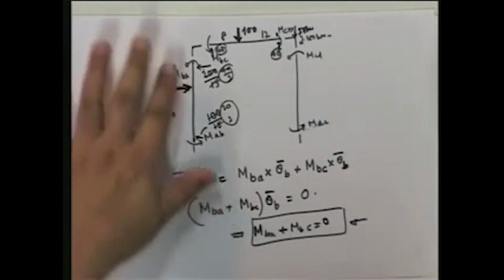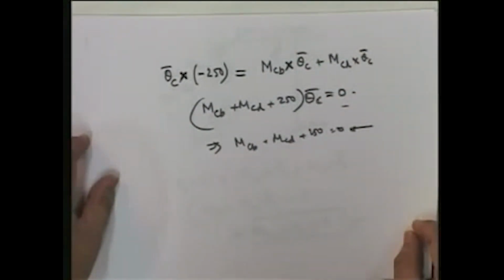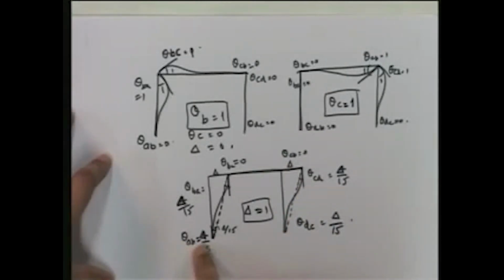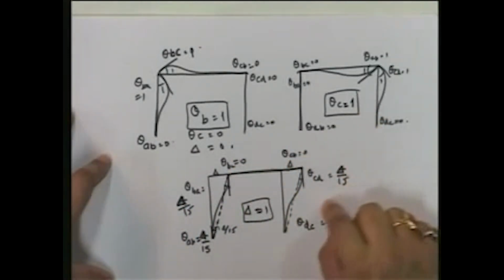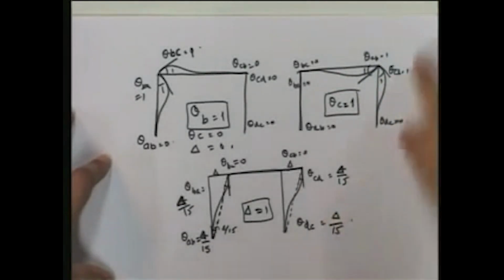First I put in an arbitrary theta B, then found another equation by applying an arbitrary theta C, and now I'm going to apply an arbitrary delta. Arbitrary delta virtual displacement, and let's see what the shape of the structure is. This is the shape of the structure. Theta AB is equal to delta by 15, theta BA is equal to delta by 15, theta BC is equal to 0, theta CB is equal to 0, theta CD is equal to delta by 15, theta DC is equal to delta by 15, and these are for a virtual displacement delta.